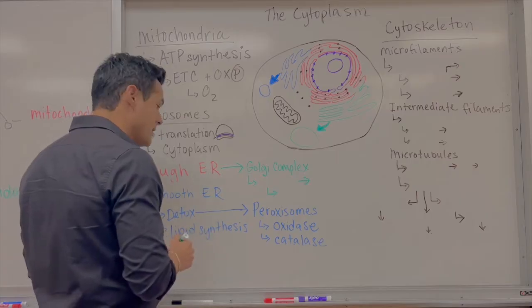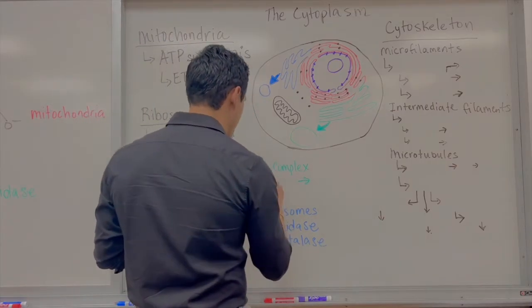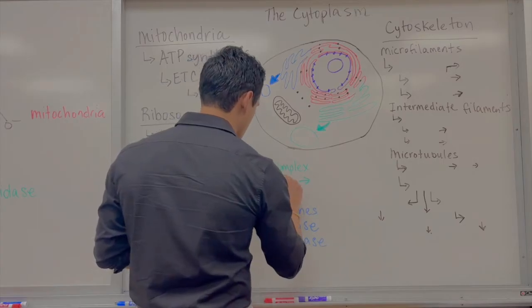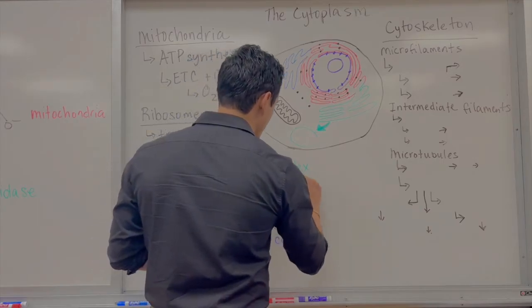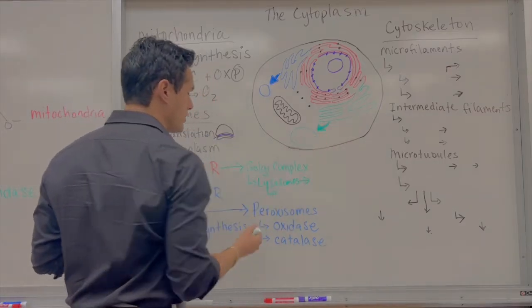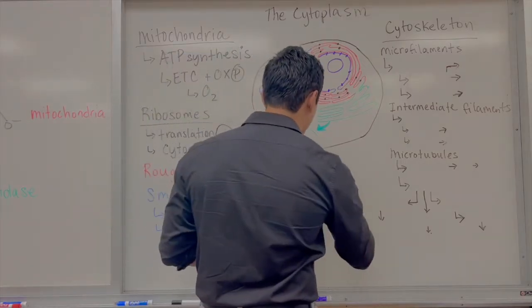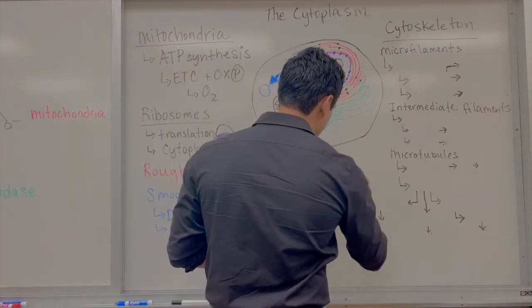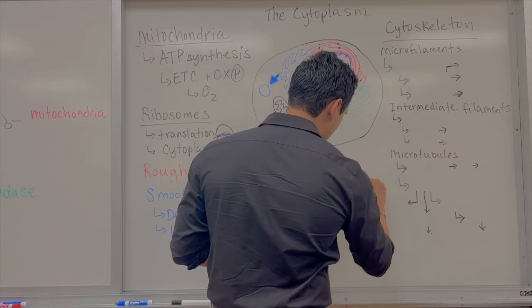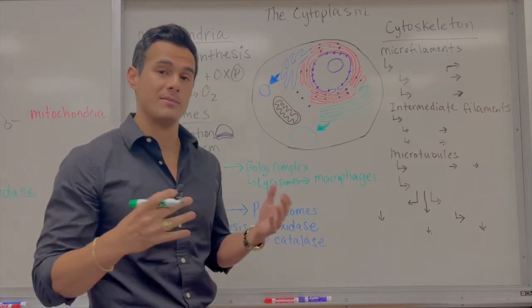Now let's move on to something that buds off of the Golgi. This is what's known as lysosomes. Lysosomes are larger organelles that bud off of the Golgi, and they're found highly populated in what's known as macrophages. Macrophages are what's known as phagocytes. Phagocytes engulf things and break them down.